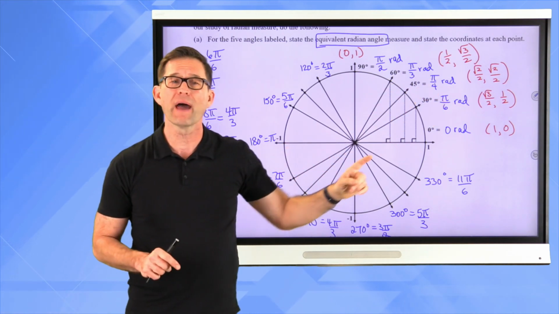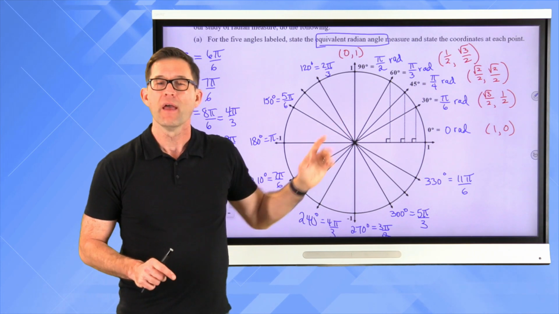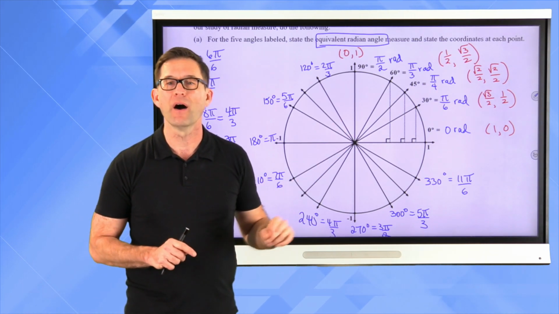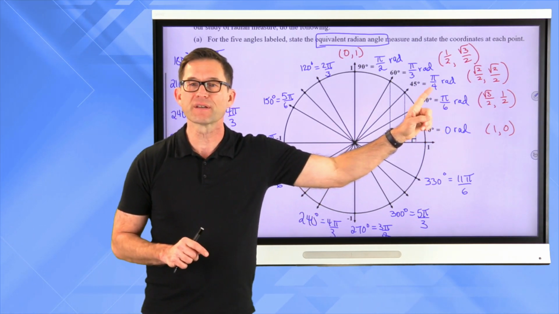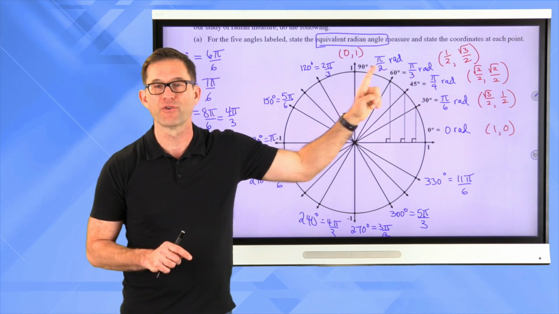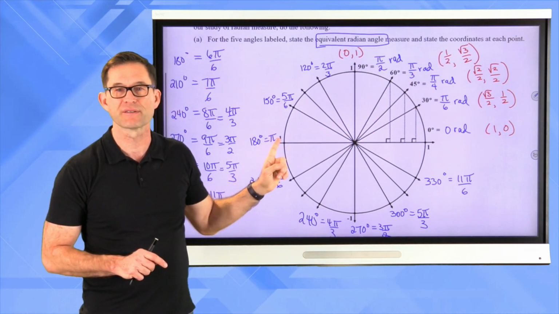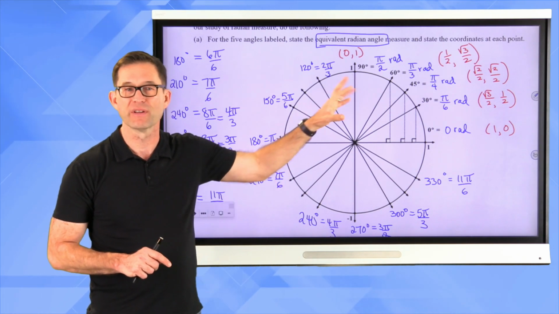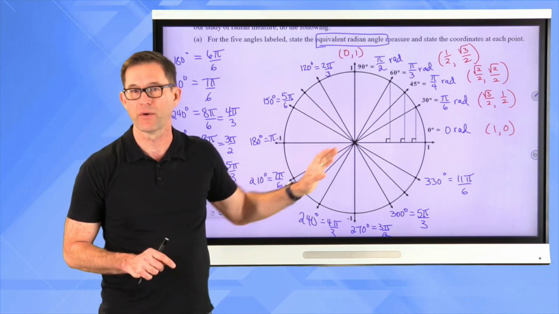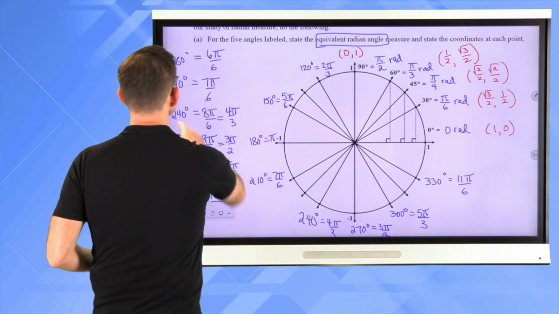But what I do want to point out is that in each quadrant, there is an irreducible form of each one of these, right? Pi over 6, pi over 4, pi over 3, pi over 2, 2 pi over 3, 5 pi over 6, right? And then we'll eventually get into the pi over 4s in just a moment, right? So let's start doing those now.